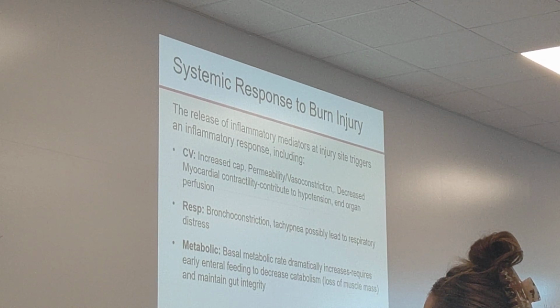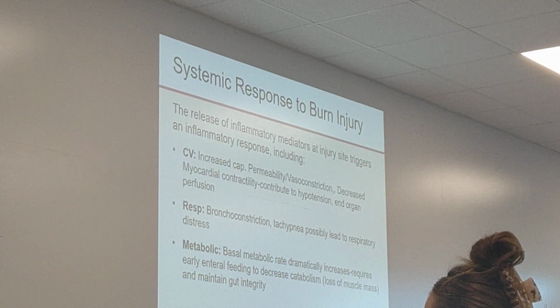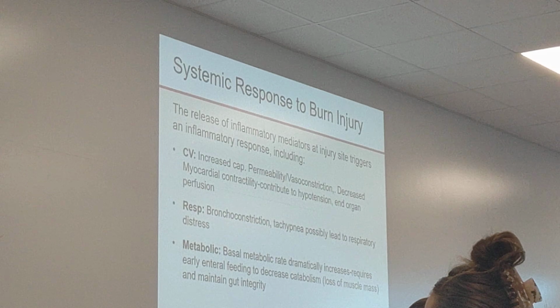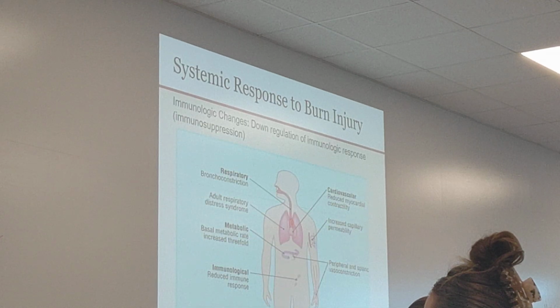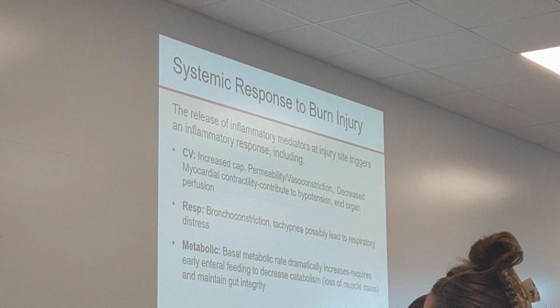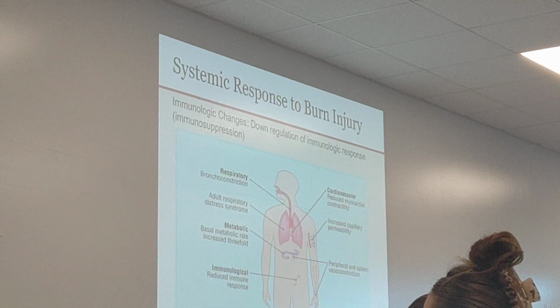Respiratory, they can go into constriction as well, so that means they're going to have respiratory distress. Metabolic wise, they'll go into metabolic acidosis, so we've got to watch their electrolytes and their bicarb and all that. Maintain gut integrity, because a lot of times they've lost muscle mass over time, especially depending on how severe the burn is.